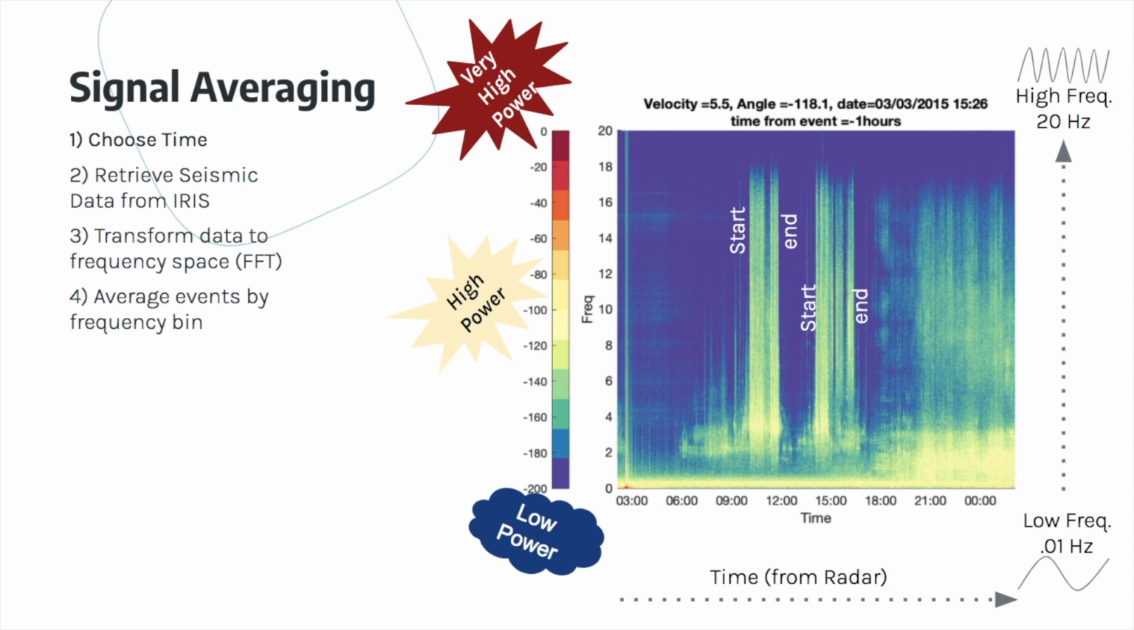Once we had our event times, we would request that window of seismic data from IRIS. In this case, 3 a.m. on the 2nd of March until 3 a.m. on the 3rd of March, the day of the ridging event I showed previously. We would smooth, demean, and downscale the data before performing a fast Fourier transform to get the data into frequency space.